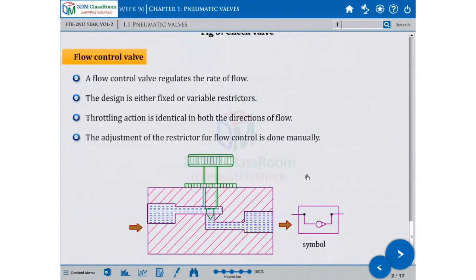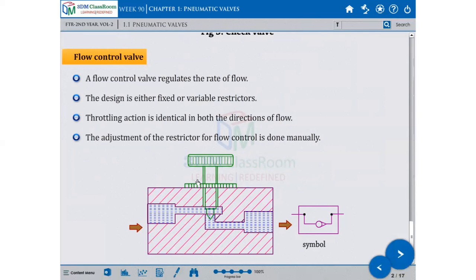After that comes the flow control valve. What do you mean by flow control? Suppose you connected a cylinder and it impacts the machine very hard with the same pressure. You want to reduce that speed of impact and control it. Then you need to introduce this before going to the cylinder.